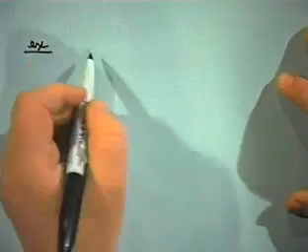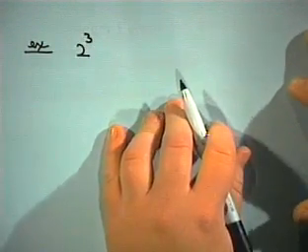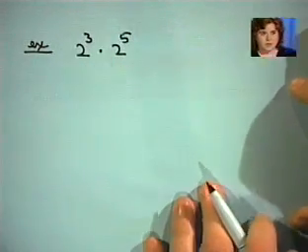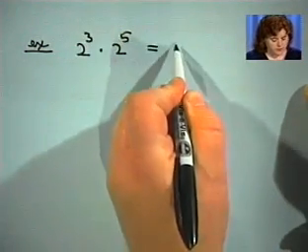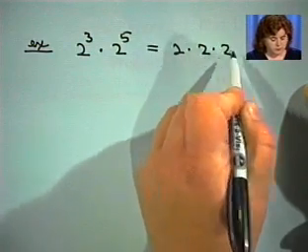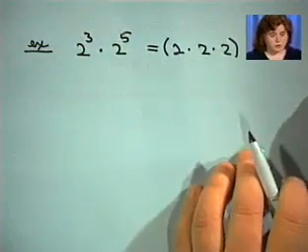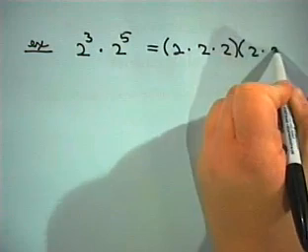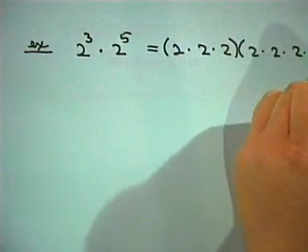one that's fairly easy to work out. We'll take 2 to the 3rd power, and we'll multiply it by 2 to the 5th power. And let's start by writing it out longhand. 2 to the 3rd means 2 is a repeated factor, and it appears 3 times. So we have 2 times 2 times 2. And then we're going to multiply that by 2 to the 5th, which, of course, is going to have 2 appearing 5 times. 1, 2, 3, 4, 5.